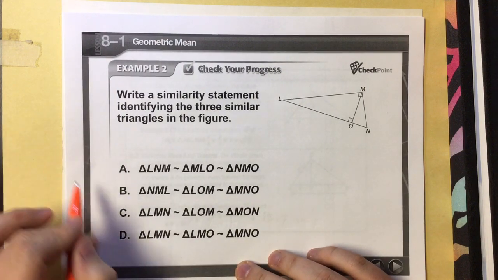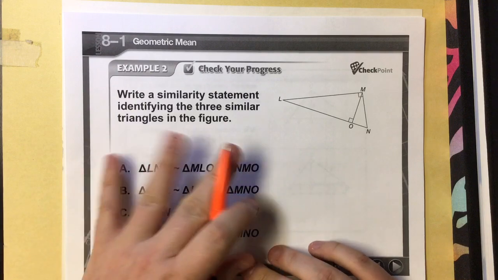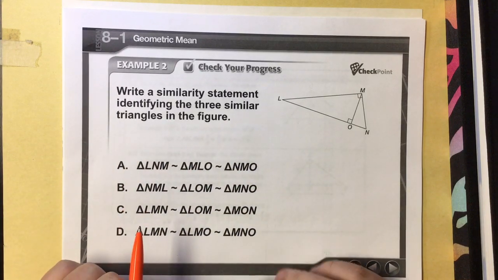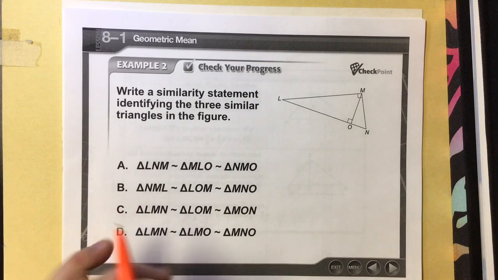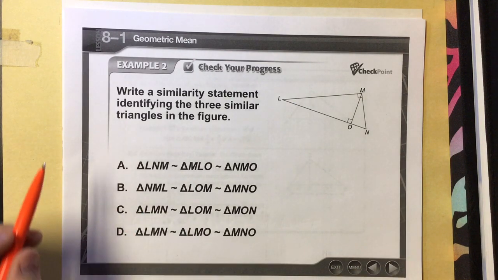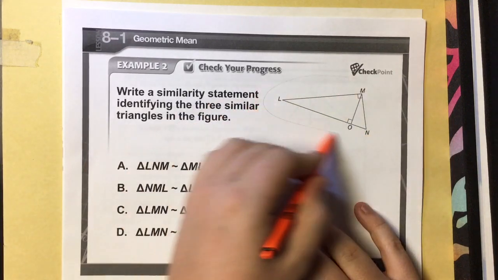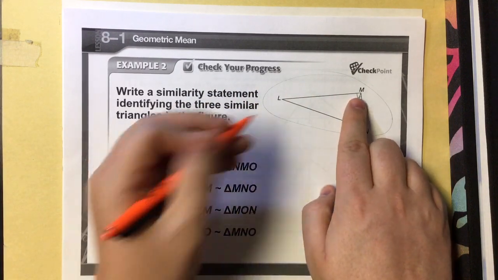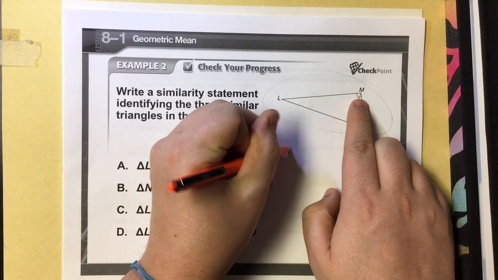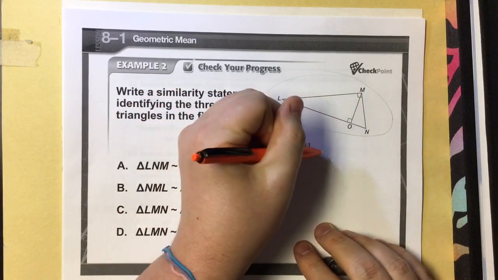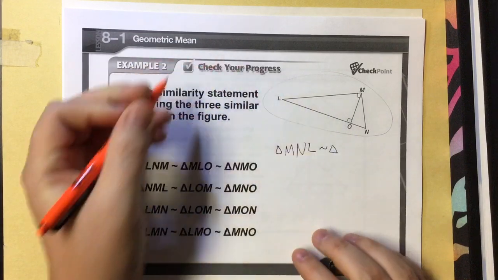I would kind of ignore the multiple choice options. I think it's actually a little harder than just doing it on your own because you might pick a different starting point than they did. So if I work with my whole big triangle, I'll do triangle M along the short side to N to L is similar to triangle.